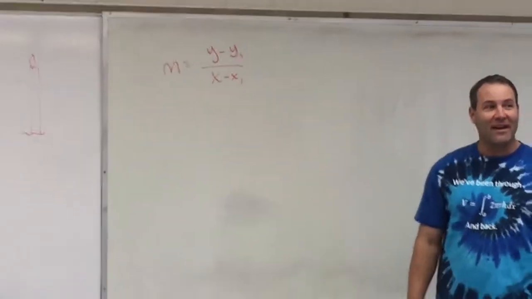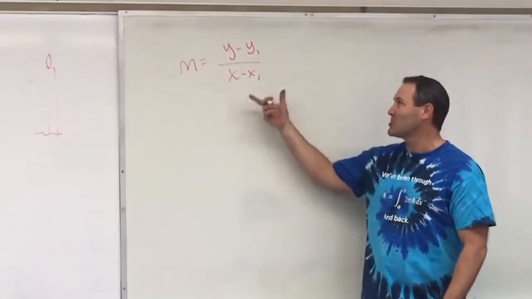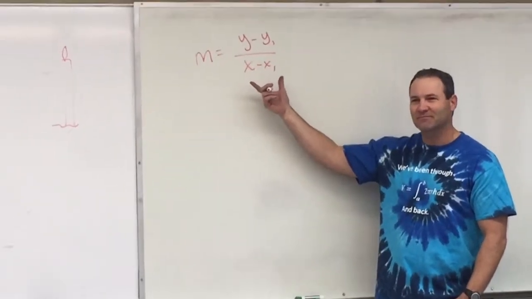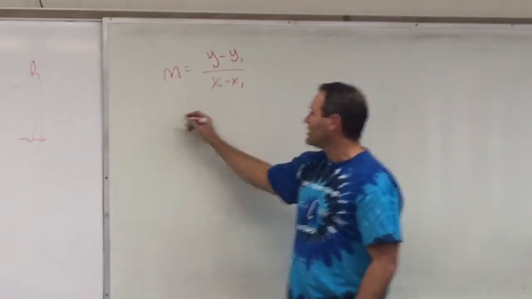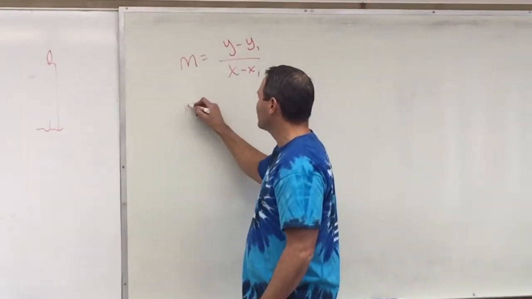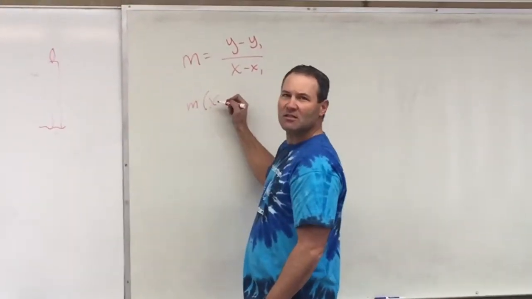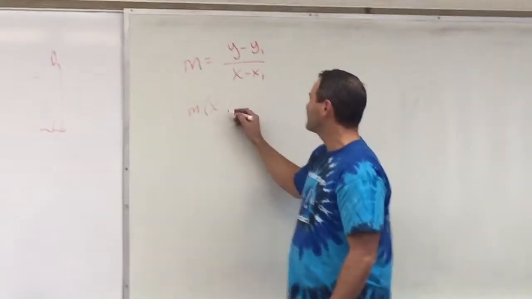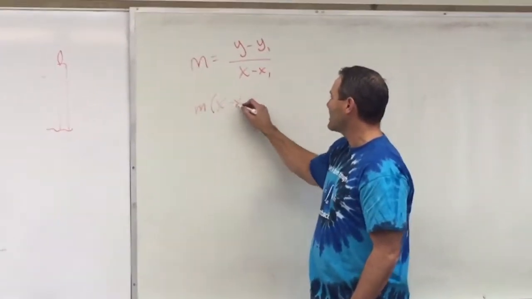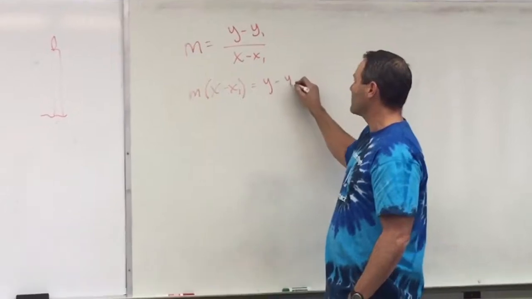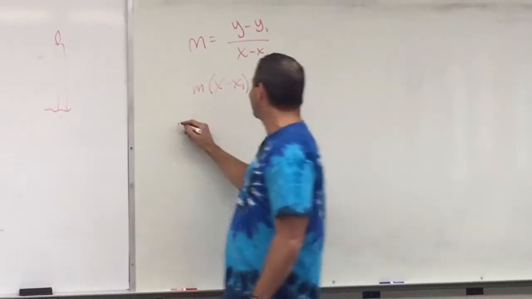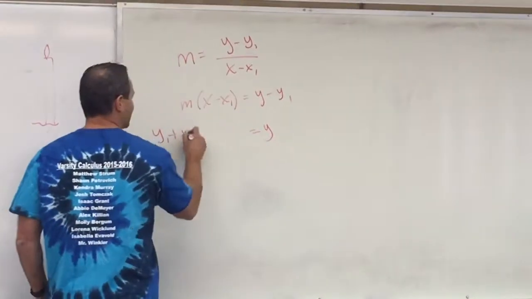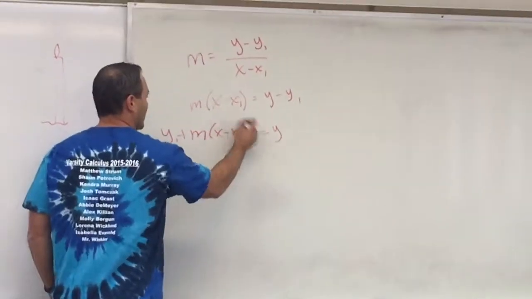Alright, so if this is the slope, change in y over change in x, and I solved it for y, it'd be slope times x minus x sub 1 equals y minus y sub 1. So y is equal to y1 plus the slope times x minus x sub 1.